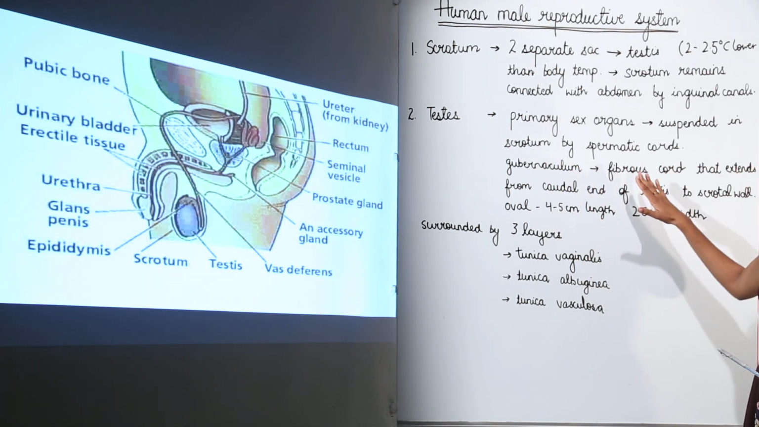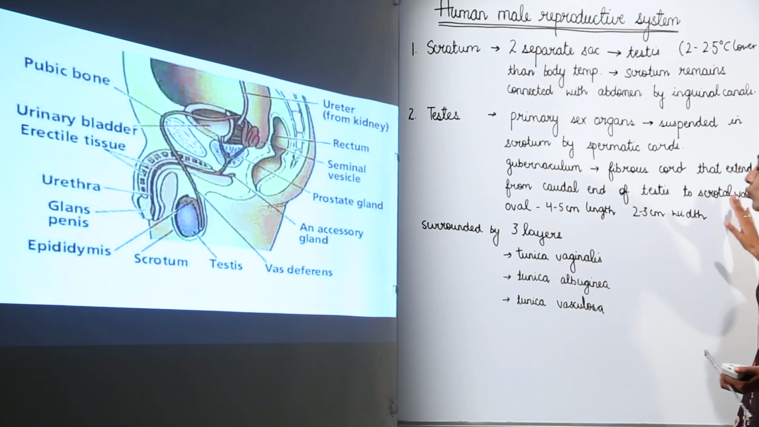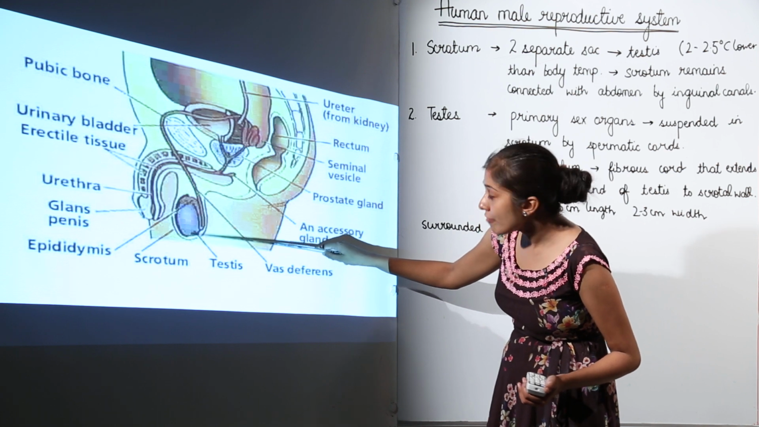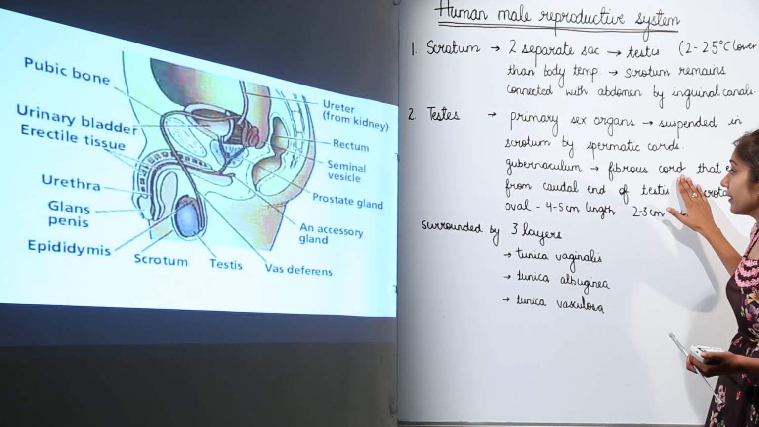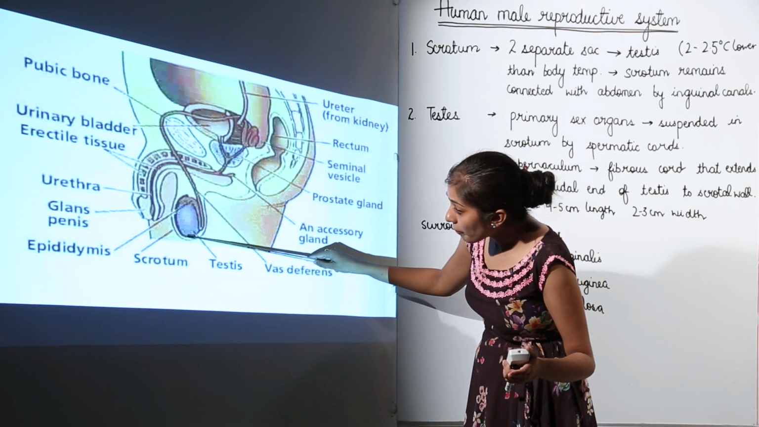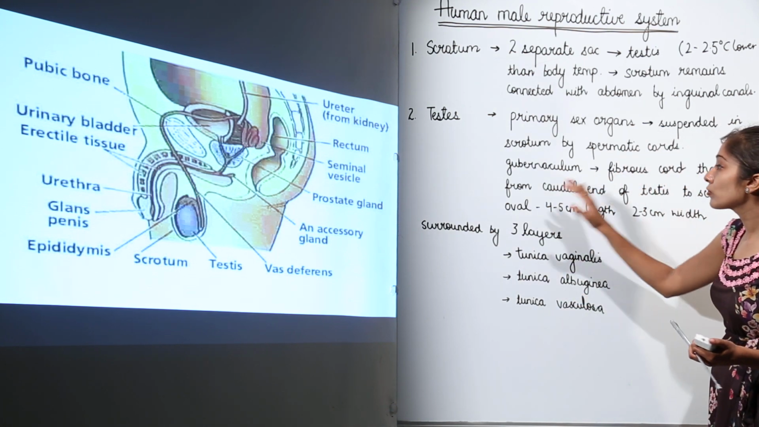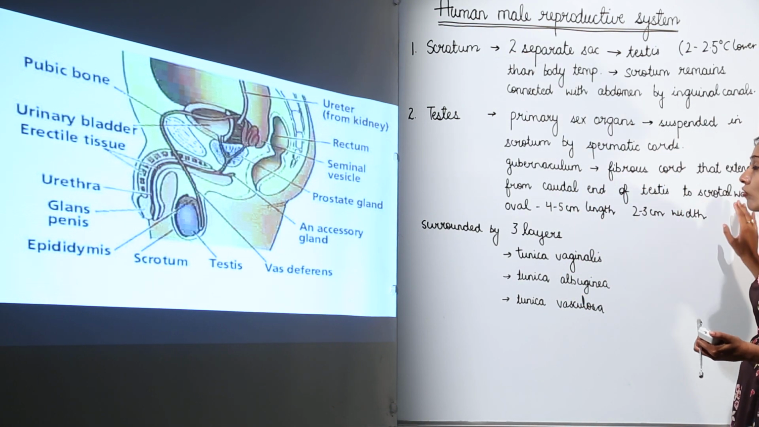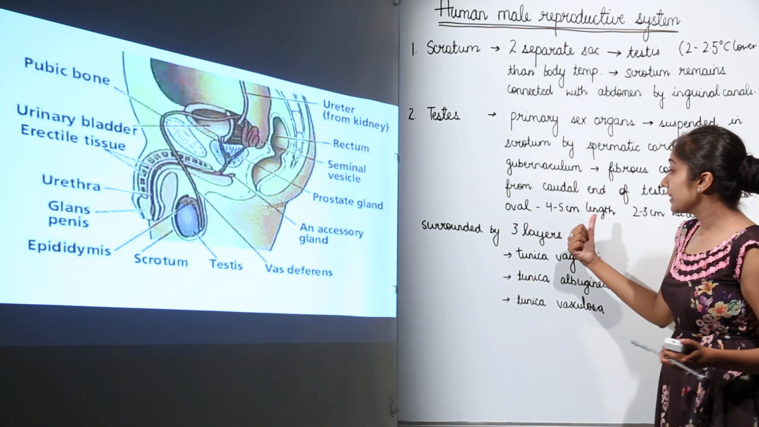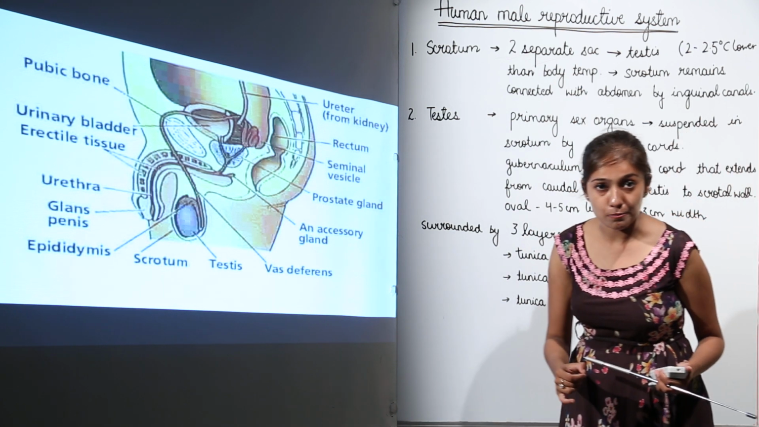This gubernaculum is the fibrous cord that extends from the caudal end of the testis to the scrotal wall. So from this caudal end to the scrotal wall we have this fibrous cord. You can look in the image and imagine it from here till here. The testes are generally oval shaped with a length of 4 to 5 centimeter and a width of 2 to 3 centimeter.